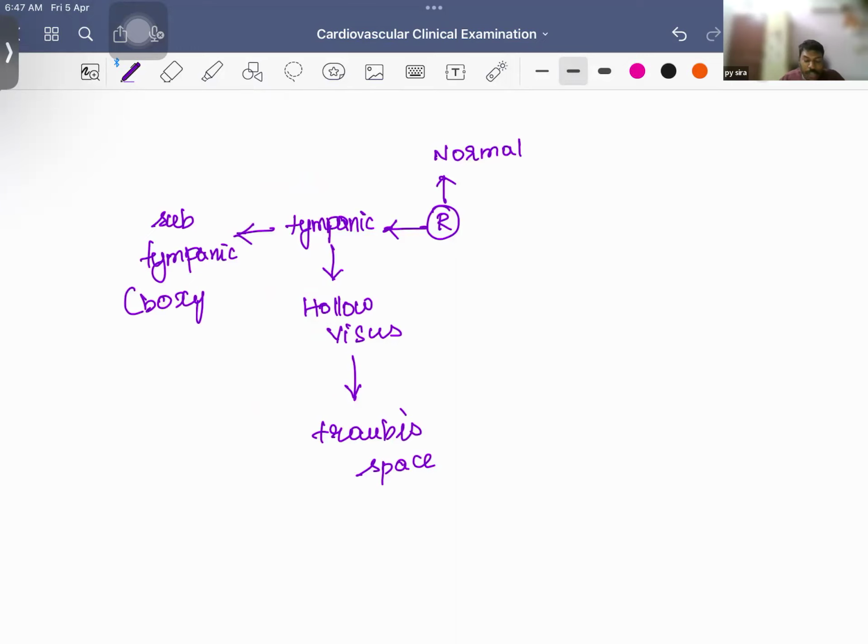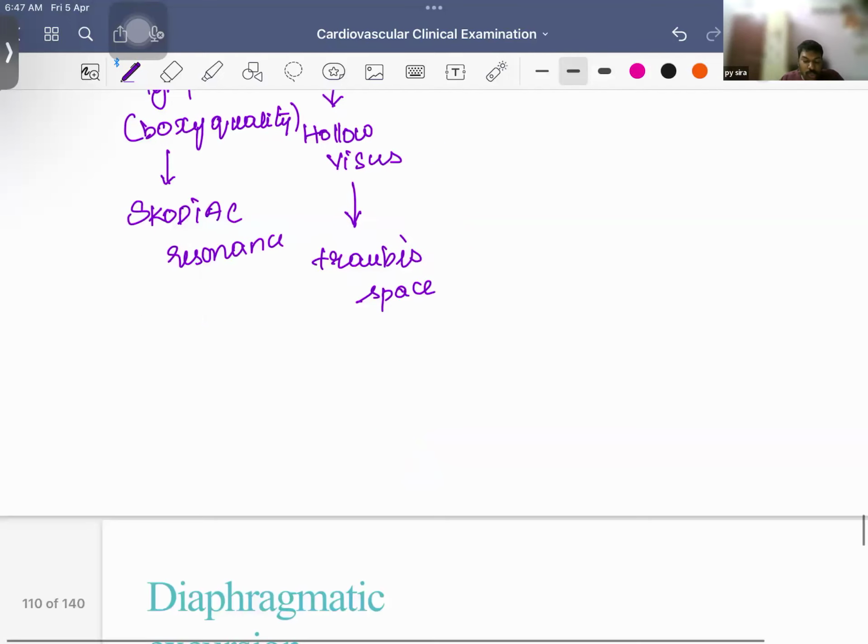Like when you go to your pathology lab or microbiology lab, there will be a lot of microscope boxes. When you percuss over the microscope boxes, you will get one boxy quality. That kind of sound is called skodaic resonance. The skodaic resonance is usually seen above the level of pleural effusion. Above the level of pleural effusion.